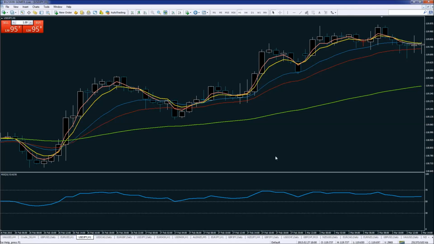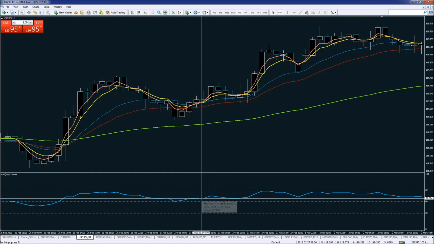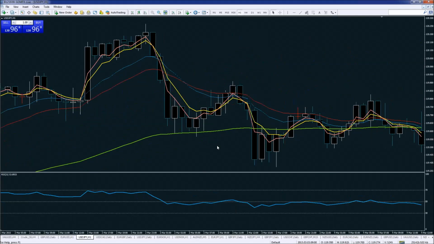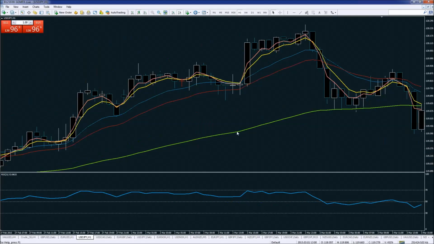And another thing that we forgot to mention, it's the relative strength index in this situation is staying above the 50 level, which also tells us that the trend is valid and is going to continue to the upside. Definitely a good position. Let's take a look at some short positions.